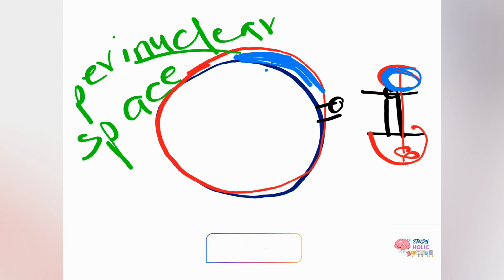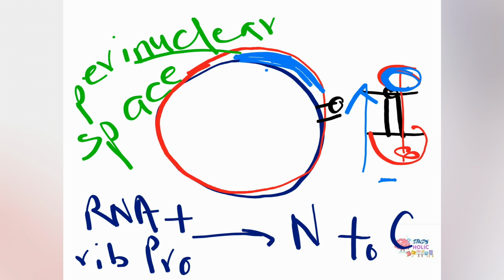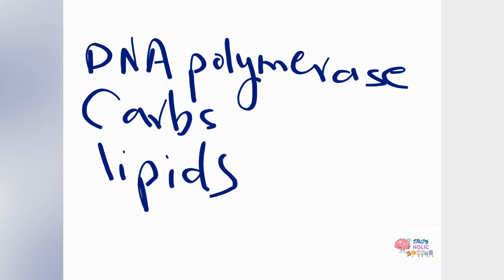The first one: RNA and ribosomal proteins are moved from the nucleus to the cytoplasm. Let me write over here. Okay, I've written it: RNA and ribosomal proteins are transported from the nucleus to the cytoplasm. And what are the materials that are moving into the nucleus? These are the DNA polymerase, carbohydrates, and lipids, which move from the cytoplasm into the nucleus.